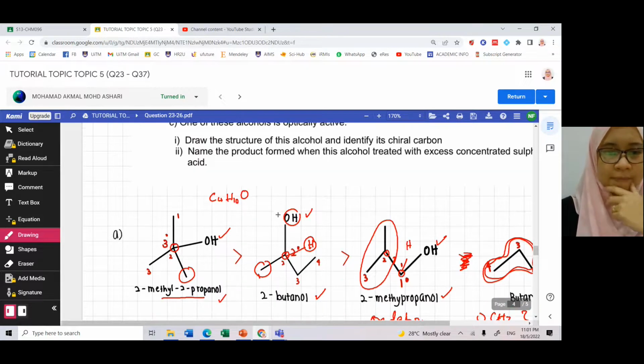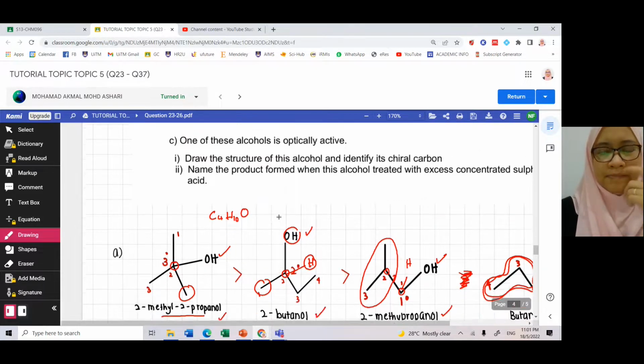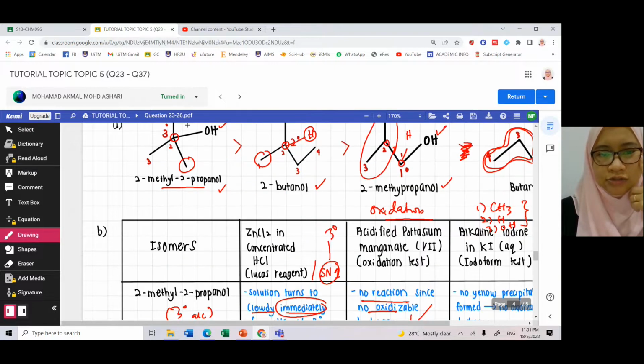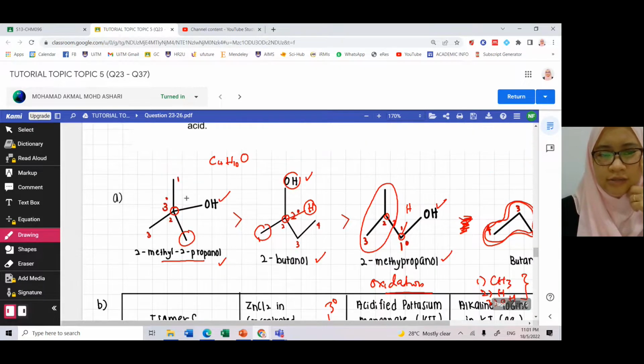Okay, kena check satu-satu lah. Then draw the structure of this alcohol and identify its chiral carbon. So what will be the answer? You check each one of it. In order to become chiral, it needs to have 4 bonds. The carbon needs to have 4 bonds, and the carbon also must not be attached to the same group of atoms or to the same atoms. Itu syarat to become chiral.